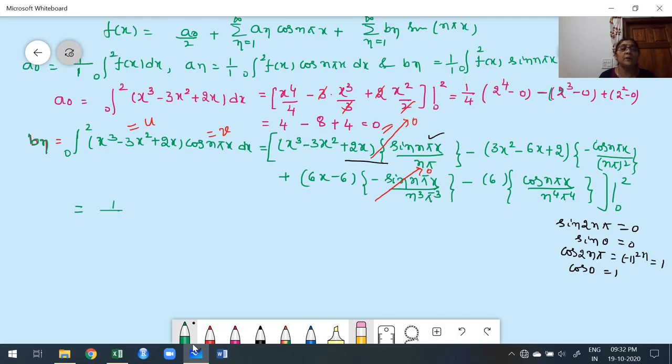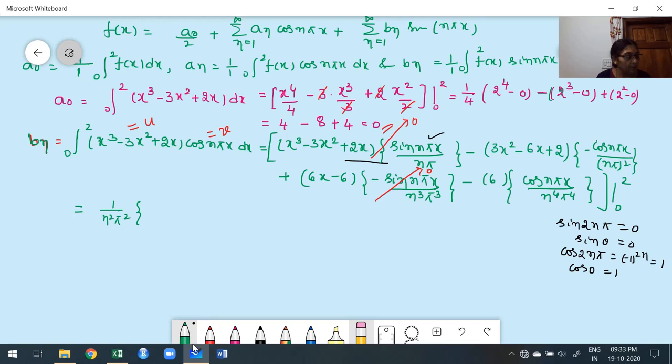What's a constant? 1 by n square pi square is constant. Keep it outside while applying the limit. Once you keep that outside, what do we get actually? Upper limit is what? 2. 3 into 4. 2 square is 4. 3 4s are 12. Minus 3 2s are 12. Minus 12 minus 12 is cancelled. What's remaining here? Observe carefully, this is one of the very important steps.